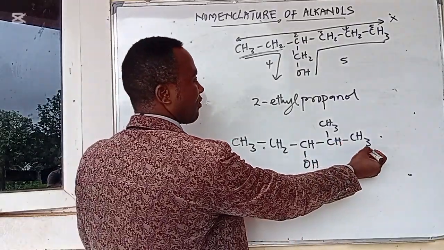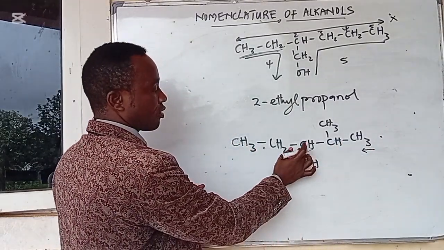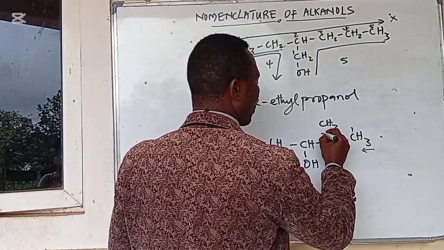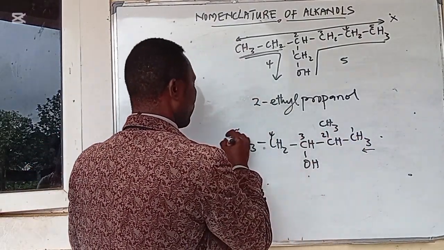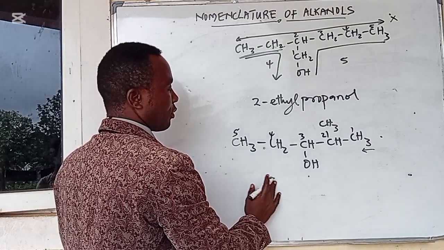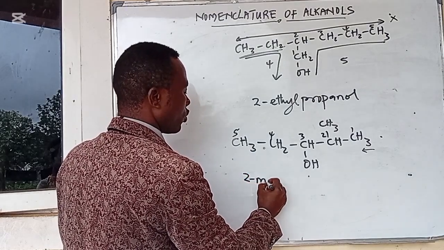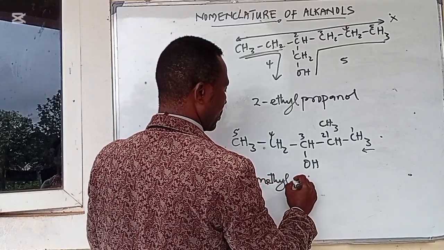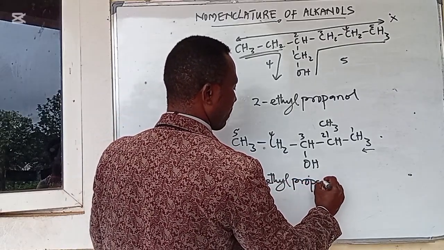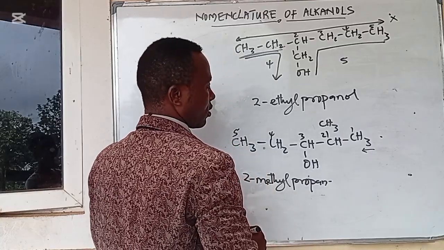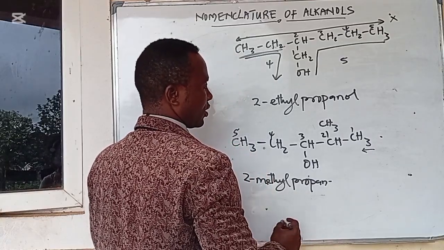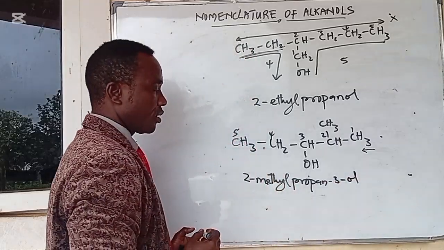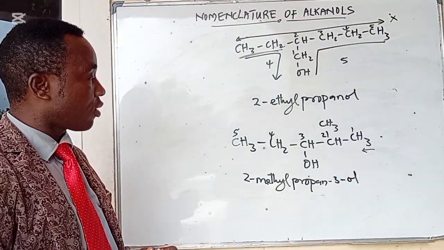Now, this side has a substituent. Why this side? Before you get to the 3, it doesn't have what? A substituent. So we must number from here, which is 1, 2, 3, 4, 5. So that the name of the compound will become 2-methyl. Okay? 2-methyl. Propan. What is the position? The position is at number what? 3. Propan-3-ol. That will be the nomenclature or the name of that compound.